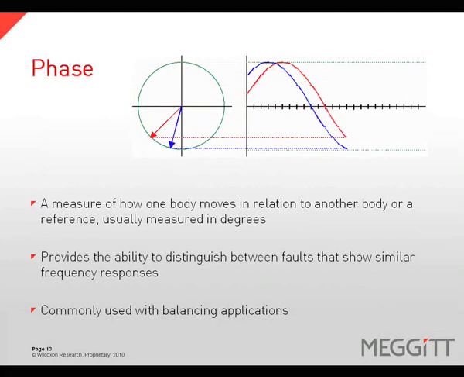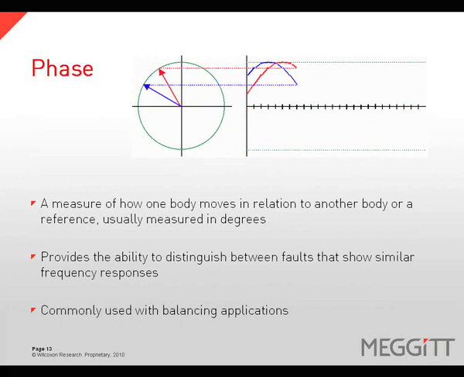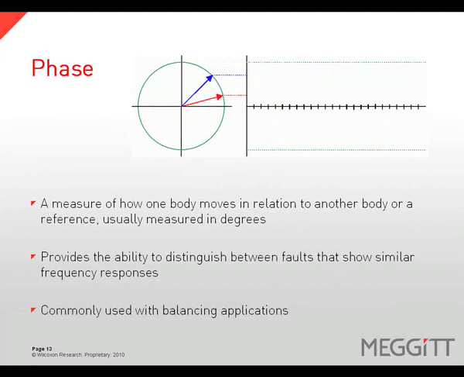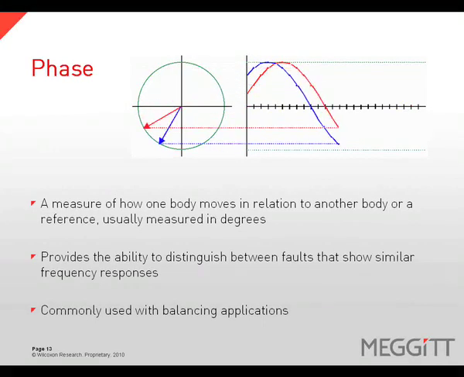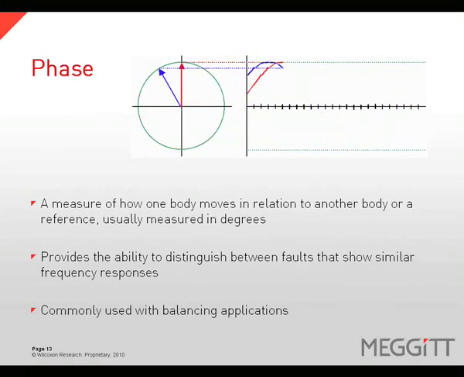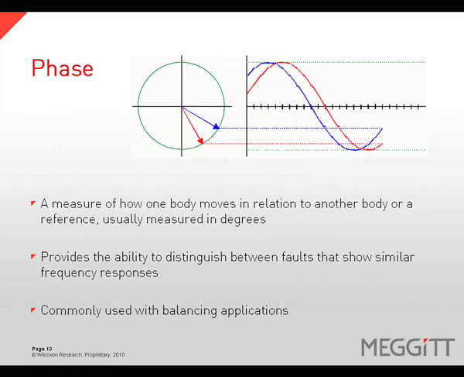Phase is a measure of how one body moves in relation to another body or to a reference, and is usually measured in degrees. Phase provides us the ability to distinguish between faults that show a similar frequency response. It is commonly used with balancing applications.